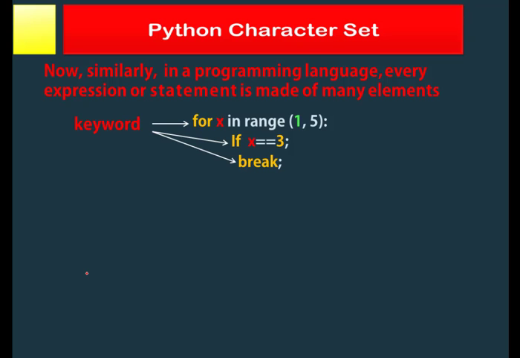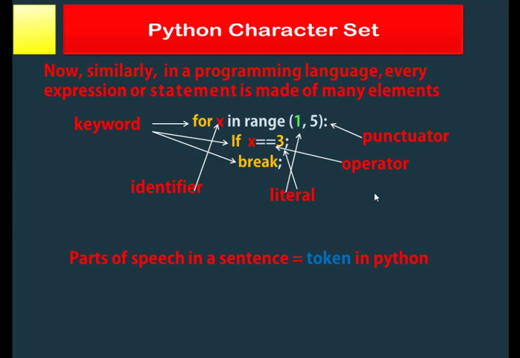Keywords: for, if, and the bracket are called keywords. Now identifier: this x, and in the second line this is also x. These are identifiers. Now literals: this 1 and 5 are literals, and even this 3 is a literal. Then operator: you could see this equal sign is the operator. And punctuators: you could see this colon and semicolon, these all are punctuators. So in one three-line code we have seen many elements.